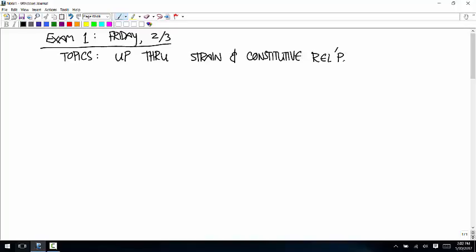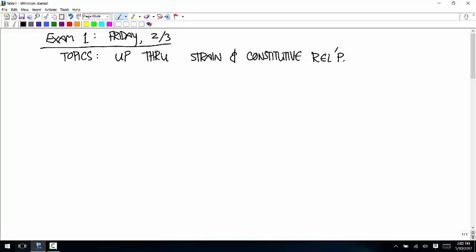Yes, so compliance and stiffness matrix will be on there. Stress will be on there. That short assignment on matrix math, you need to know all that stuff. And then vectors.